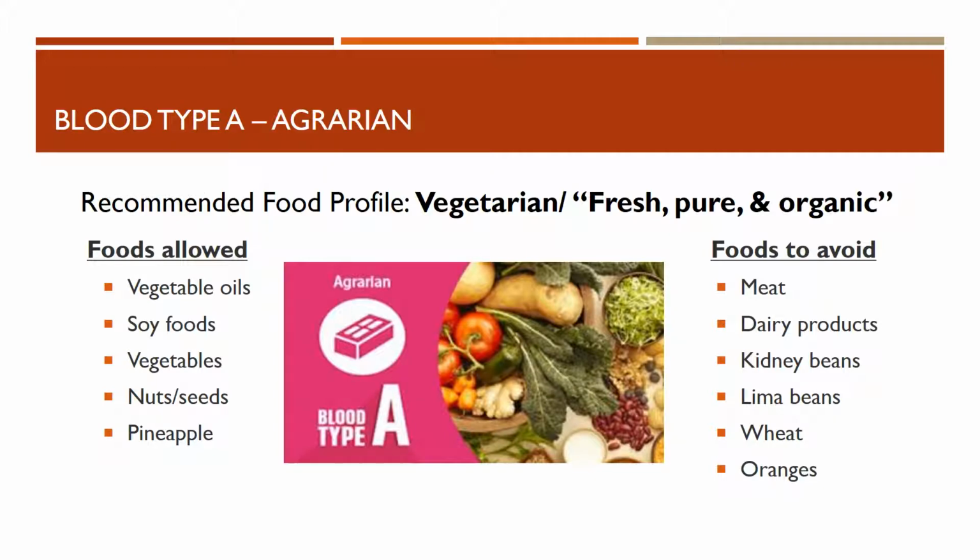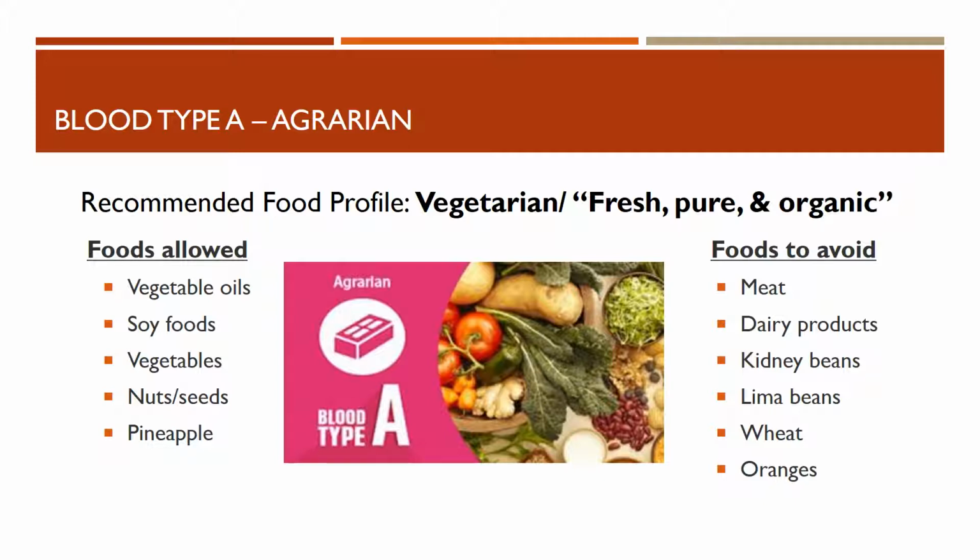So we're going to start with blood type A, the agrarian diet. And according to Dr. D'Adamo, he says that blood type A people have a sensitive digestive tract, but a tolerant immune system. And he also says that people with A blood type will store meat as fat because they have low stomach acid. He also says that dairy provokes insulin reactions and that wheat can lead to muscle acidity. So because of that, he recommends a vegetarian diet with fresh, pure, and organic foods.